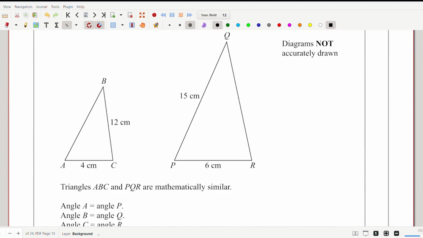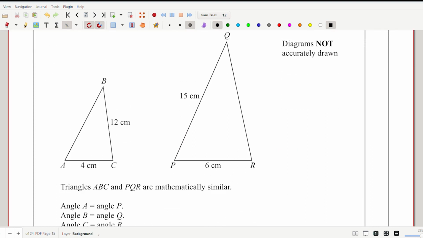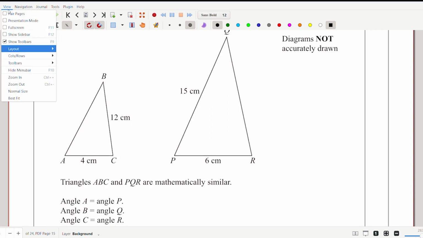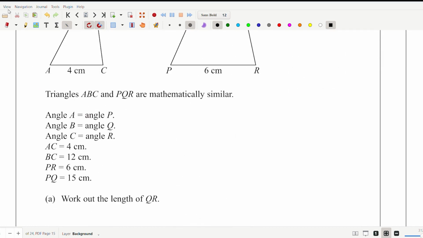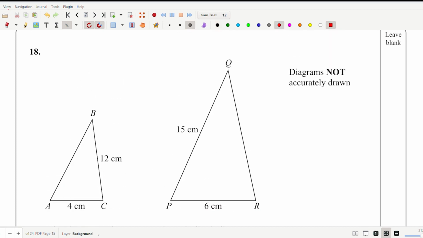Now question 18, we have two triangles, ABC and PQR, which are mathematically similar, but different in size. They have the same angles. Angle A equals angle P, angle B equals angle Q, angle C equals angle R. And AC equals 4 cm, BC 12 cm, PR 6 cm, PQ 15 cm. Work out the length of QR. So they need us to work out this length here.